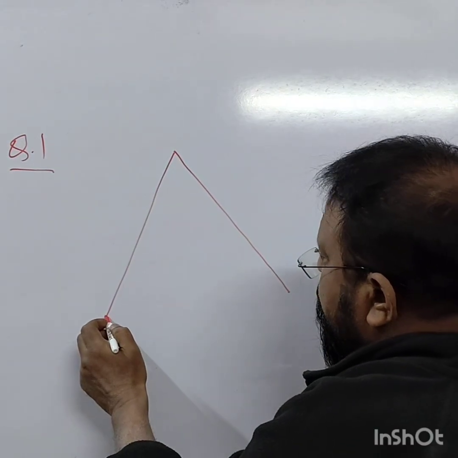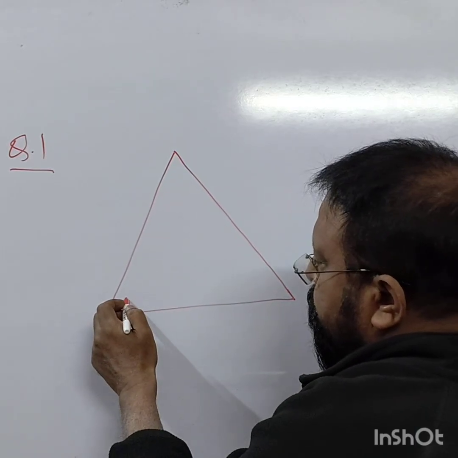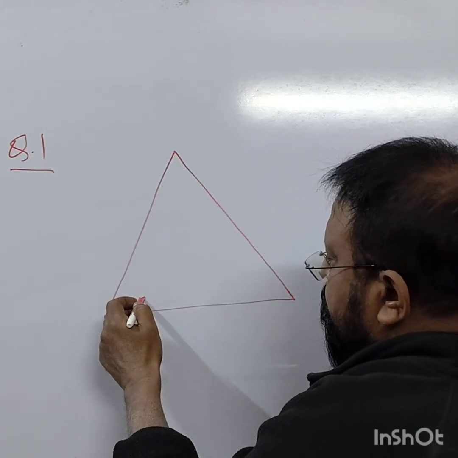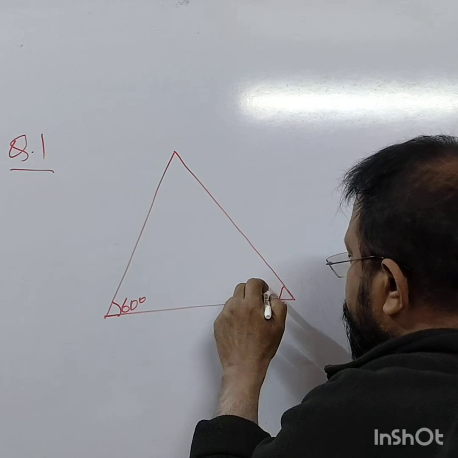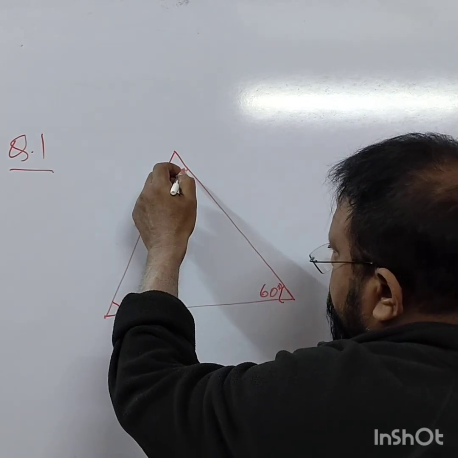Equilateral means each interior angle is 60 degrees. Fine. This is of 60 degree. This is of 60 degree. This is of 60 degree. Get it?